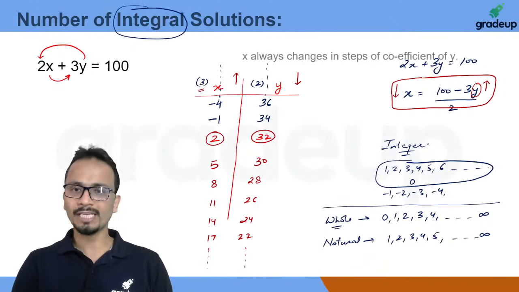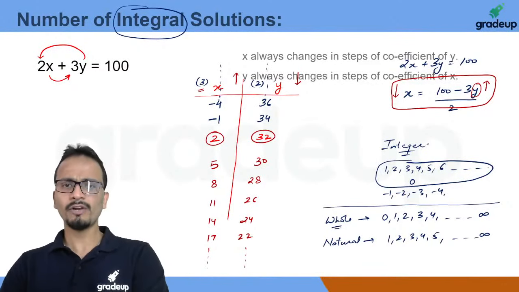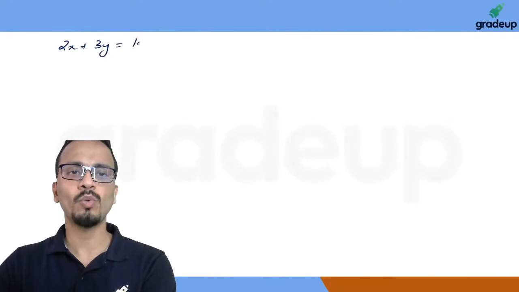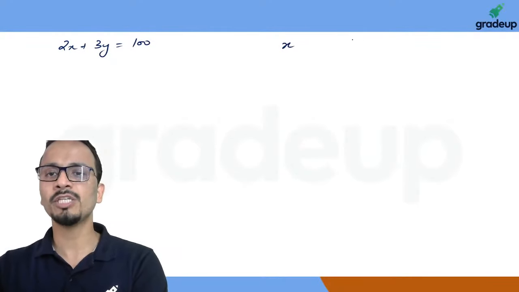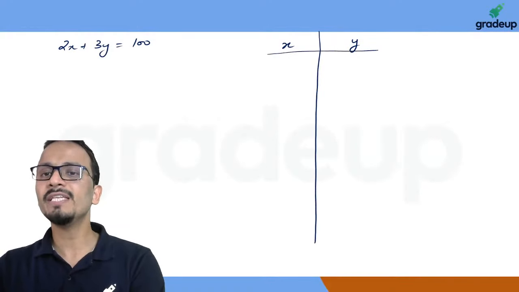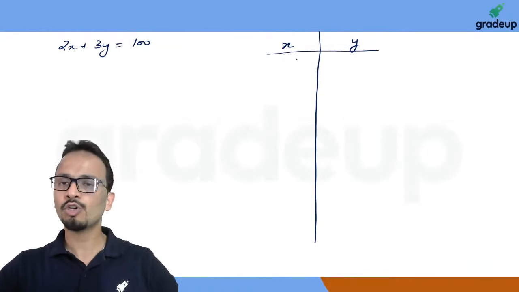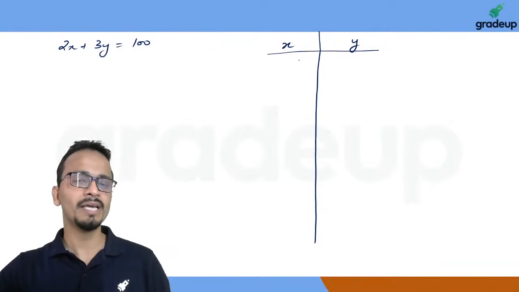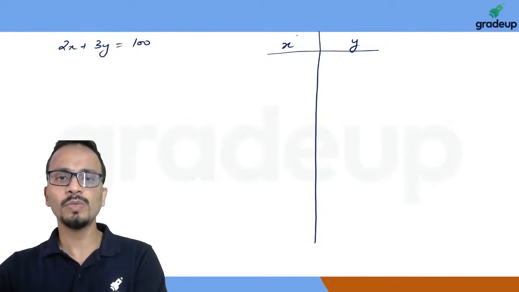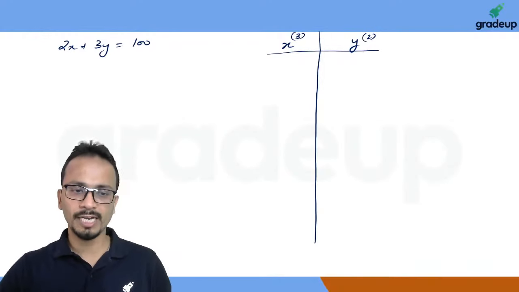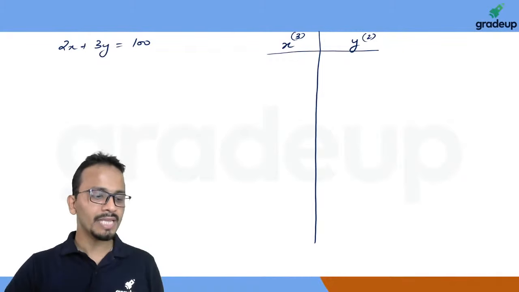Okay, so I'll open the next page for this. I'll write the same equation. The equation is 2x plus 3y equals 100. And the basic thing that we know about this is, if we increase the value of x with the coefficient of y, then the value of y will decrease by the coefficient of x. So if x changes by 3, y will change by 2, and they will change in opposite directions. This is what we have covered up till now.